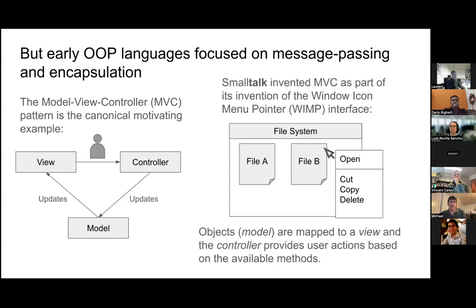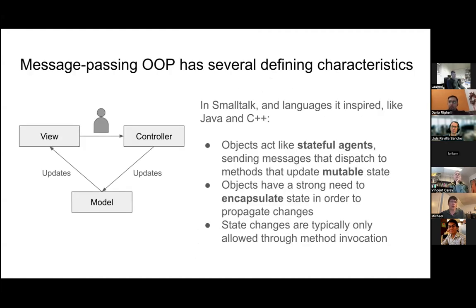And this was all developed around 1980 at Xerox PARC as part of the work on Smalltalk, where they invented the modern user interface, the window menu icon pointer interface, the WIMP interface, and this idea of mapping objects to the user interface. So this MVC paradigm was key to that, and they were the ones that really set the course for object-oriented programming as part of the Smalltalk language.